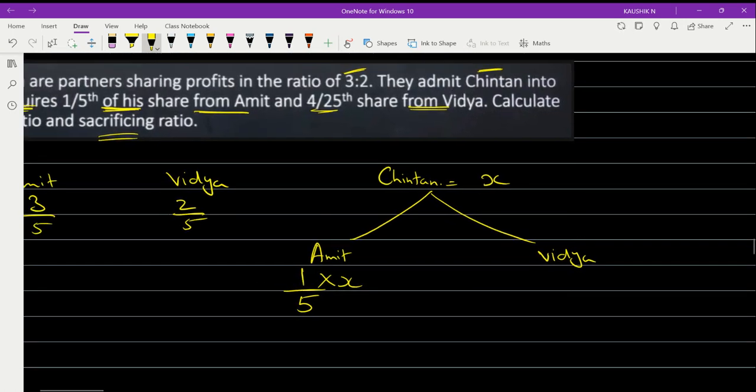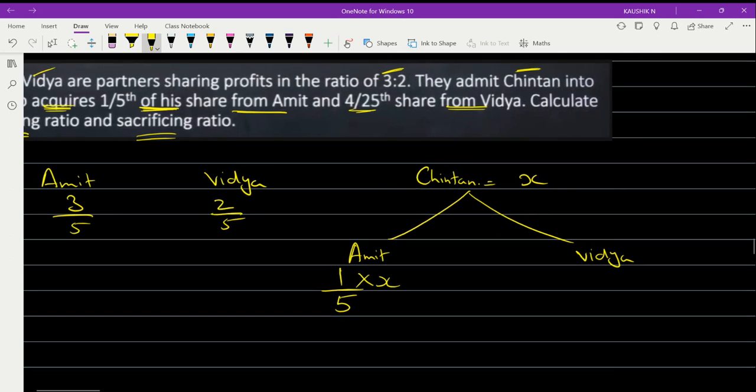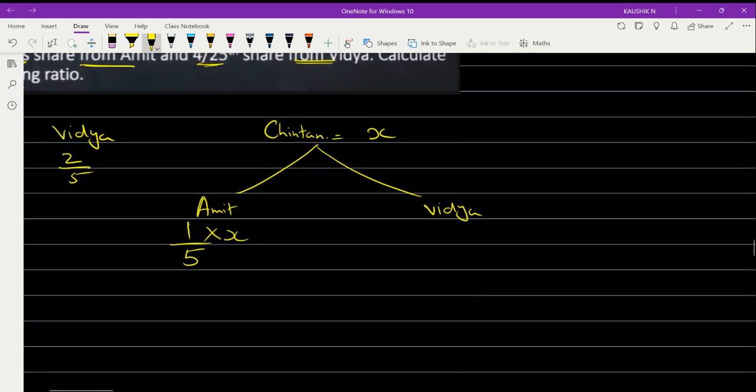Can you understand? It is mentioned that he acquires one fifth of his share from Amit. His share is not known to us, so one fifth of his share from Amit, where his share is marked as X. We have made it like this. On the other hand, for Vidya, again we don't know his share, that is marked as X. If 150 is taken from Amit, what will be the remaining value?